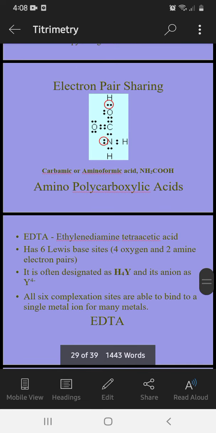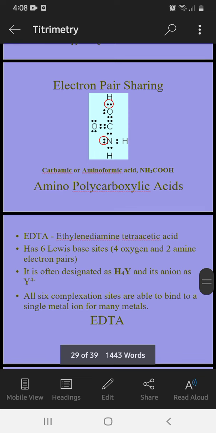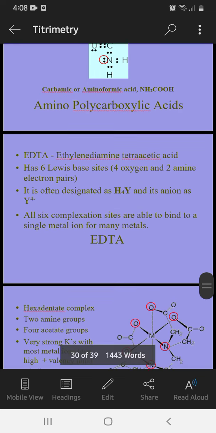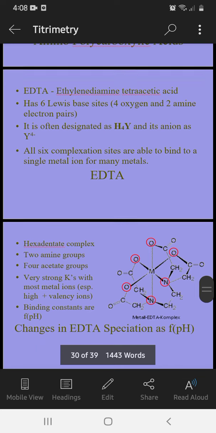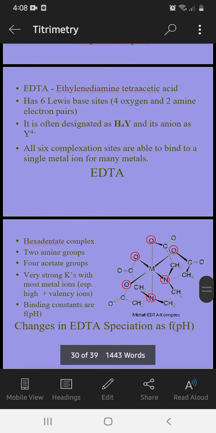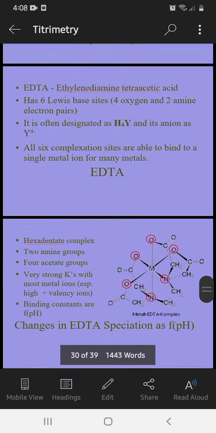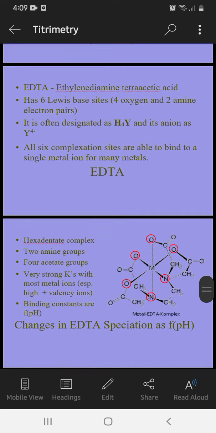Electron pair sharing: amino polycarboxylic acids. EDTA, ethylenediaminetetraacetic acid, has 6 Lewis base sites, 4 oxygen and 2 amine electron pairs. It is often designated H4Y and its anion is Y4-. All 6 complexation sites are able to bind to a single metal ion for many metals.